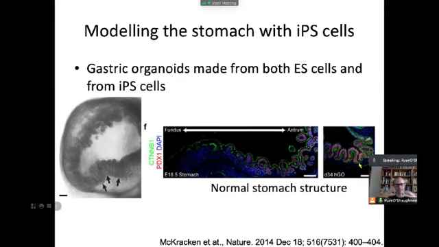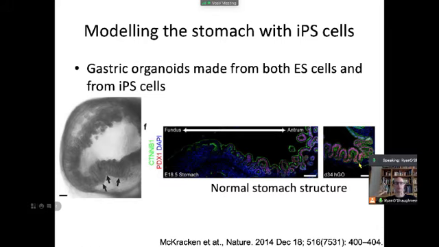So let's go on to another modelling system. We can model other tissues, not just the brain. We can model the stomach, and we can make what are called gastric organoids. And when we compare these to normal stomach, so the normal stomach structure is here, and we can see this expression of beta-catenin and this nuclear expression of a stomach determining factor PDX1.